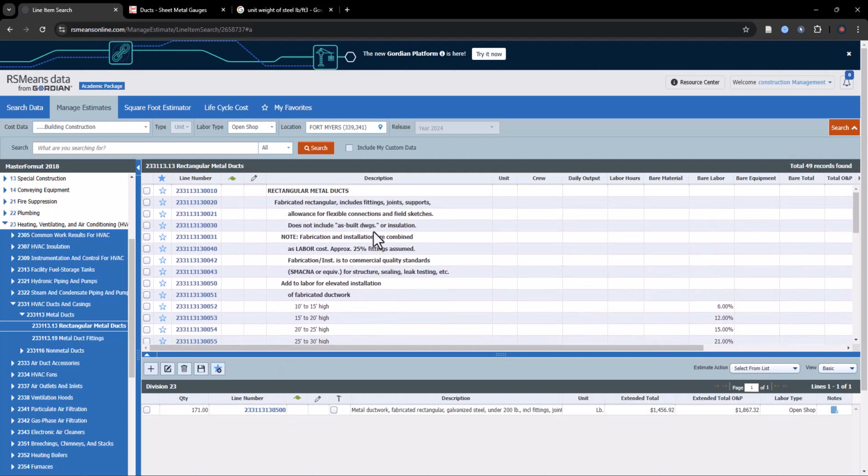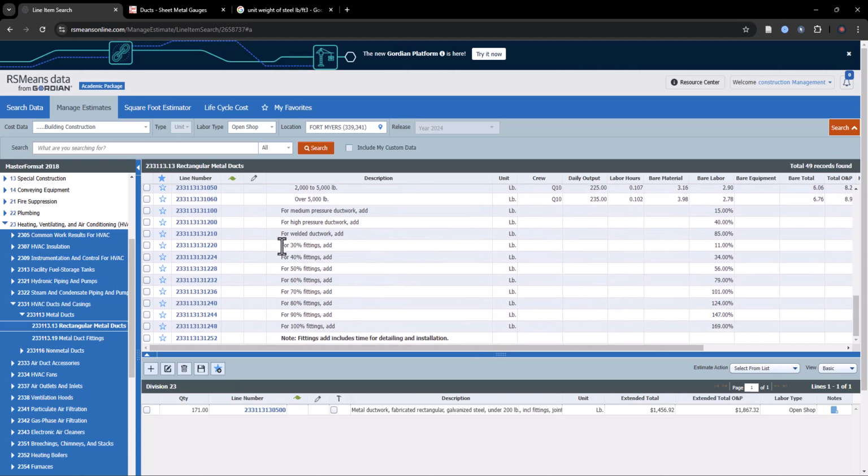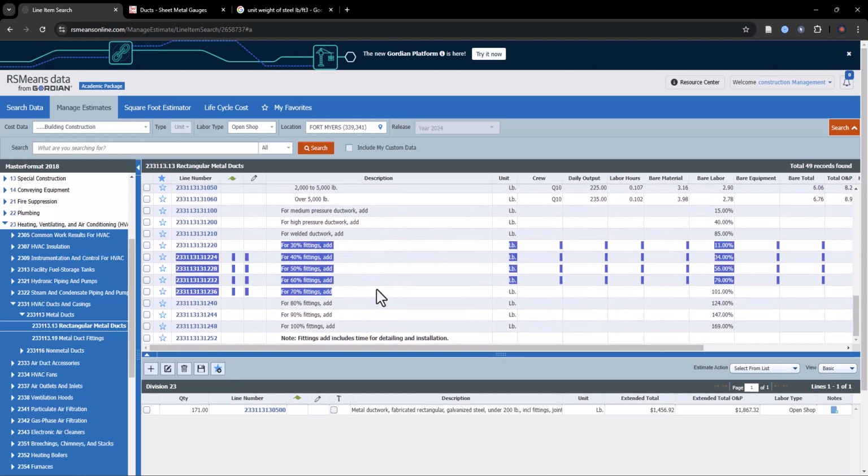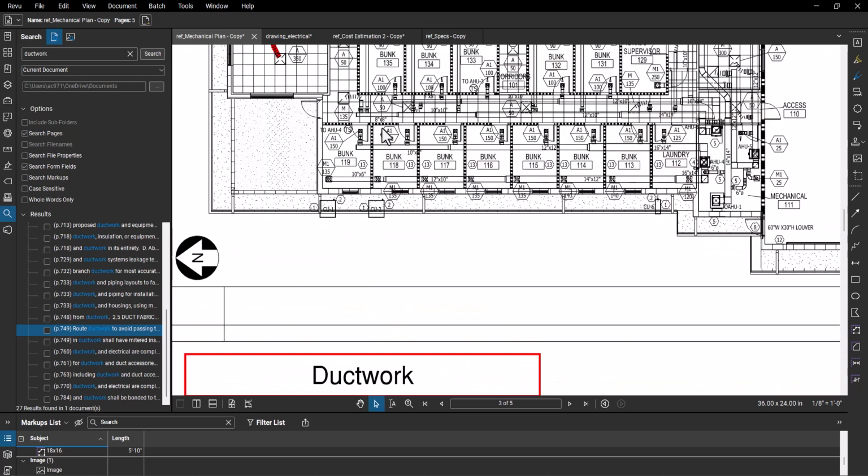Then you can see if you can adjust something over here, for example, the percent of fitting. If you have more than 25% of fitting, then you can add some percentage over here. Normally we don't have a lot of fitting unless the building has a lot of curves. So let's see over here.